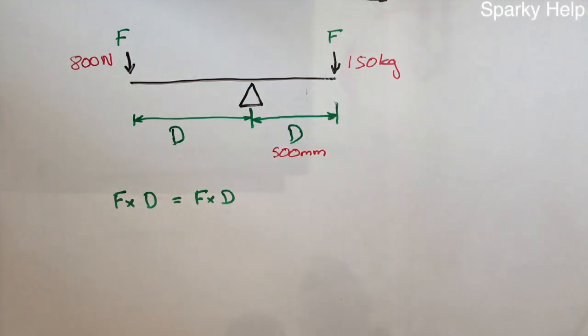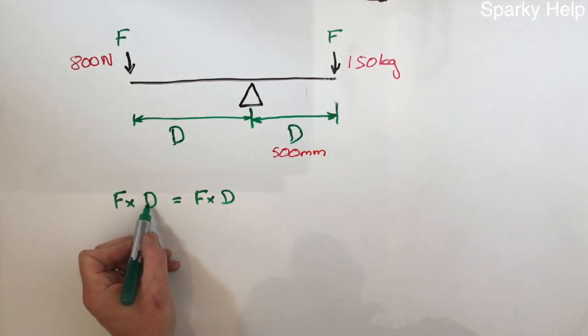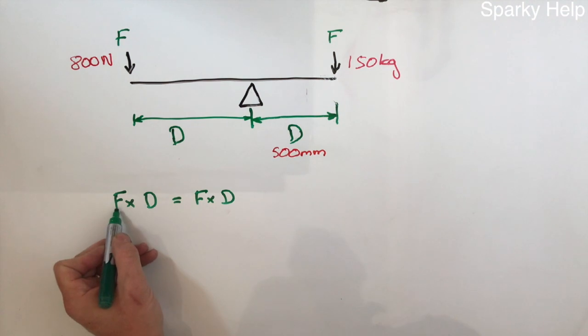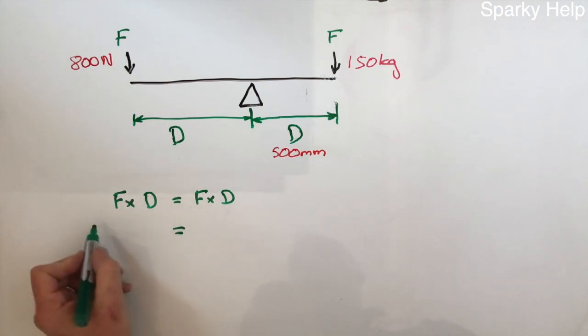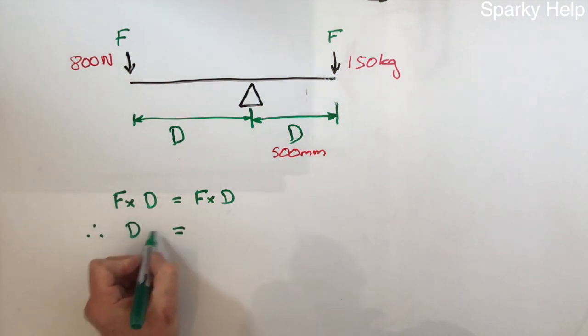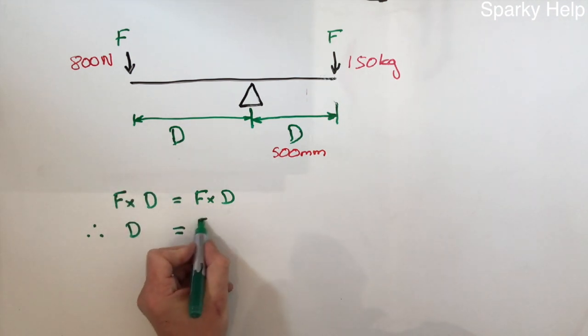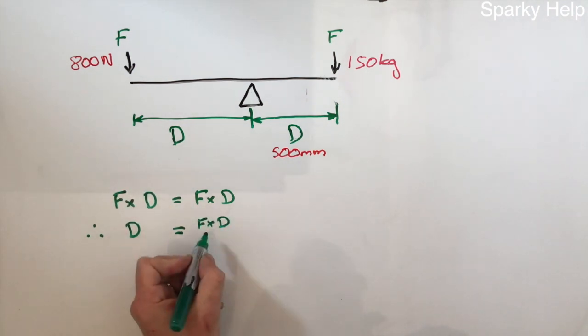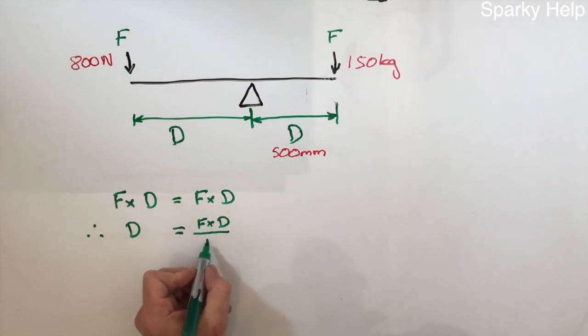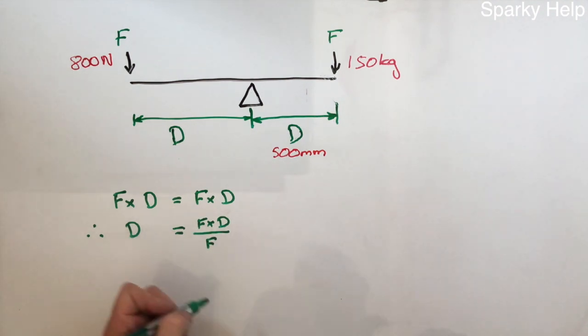Okay, so where do we start? Well, let's just rearrange the formula because that's nice and simple and we have it laid out. We want to find that distance, so that force drops down to the other side. So this distance, the unknown distance, is equal to force times distance on the right hand side divided by the force on the left hand side.